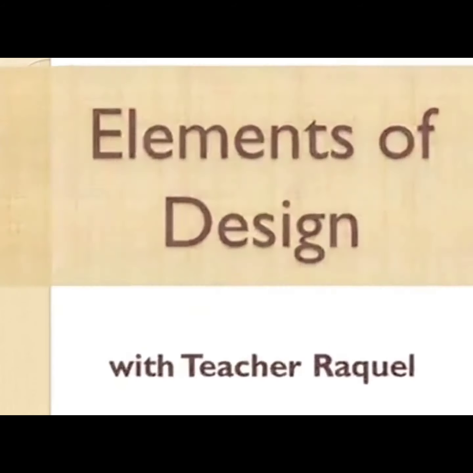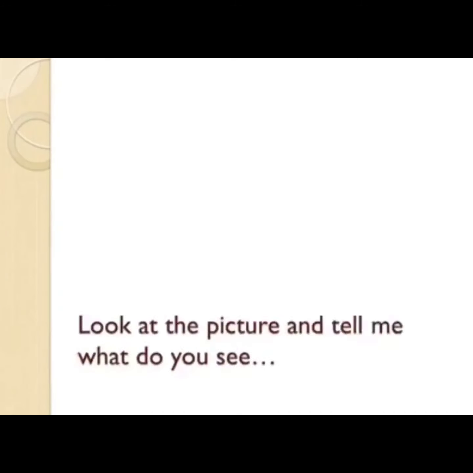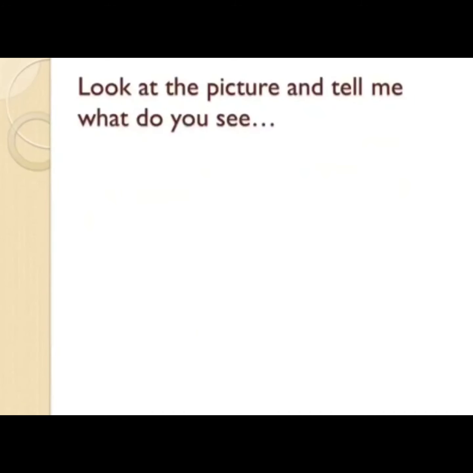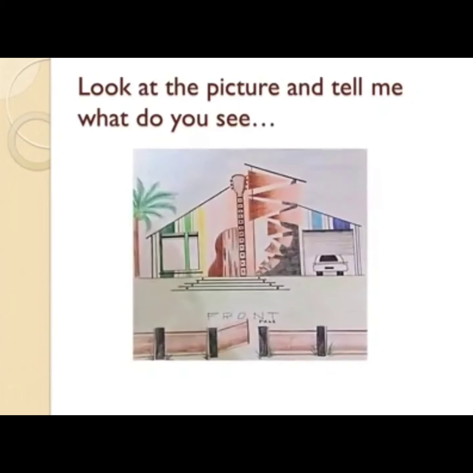Alright, let's move on. But first, I want you to look at the picture and tell me, what do you see? I will give you 5 seconds to think. 1, 2, 3, 4, 5. Now tell me, what do you see? Some might say they see a picture of a house with different colors and shapes. Wow, good job! Your observations are correct. You're so smart. Well done!